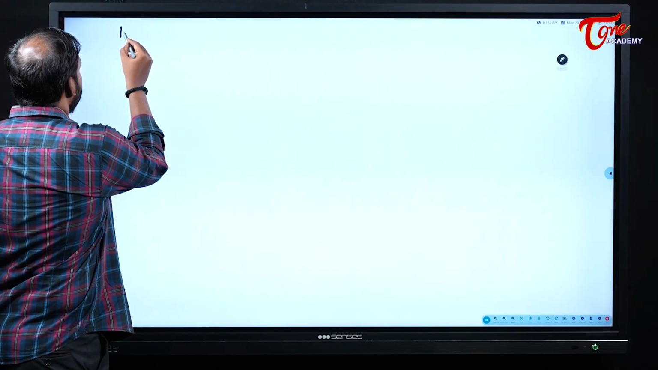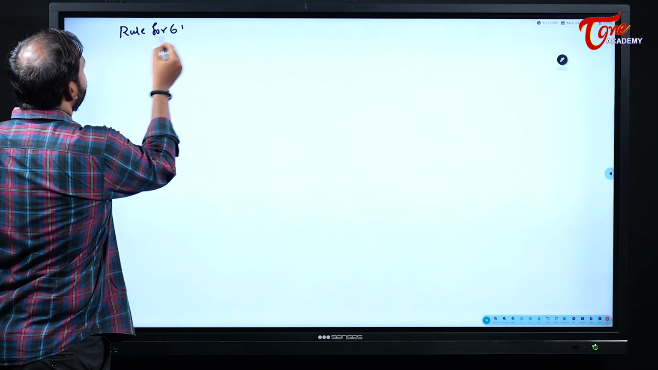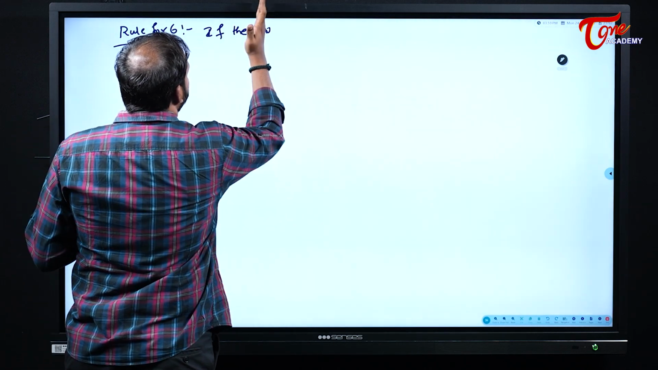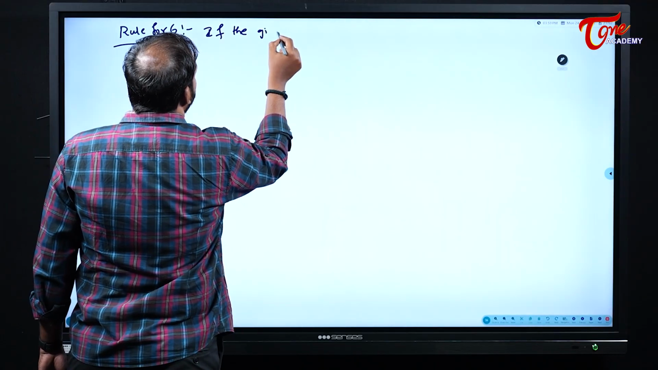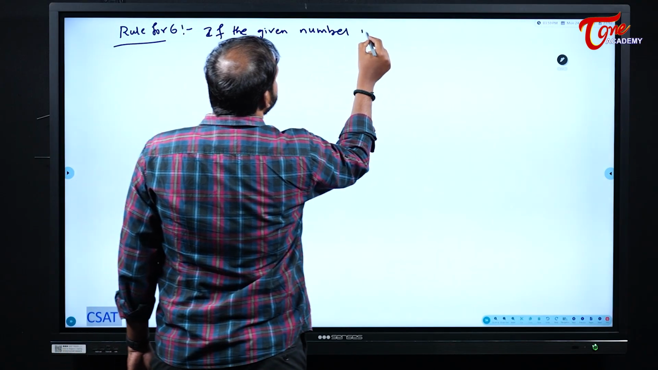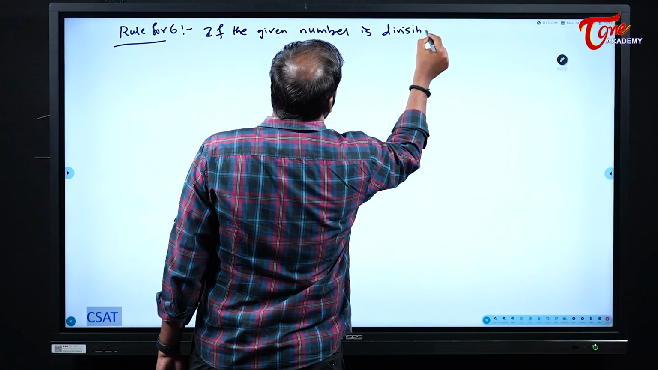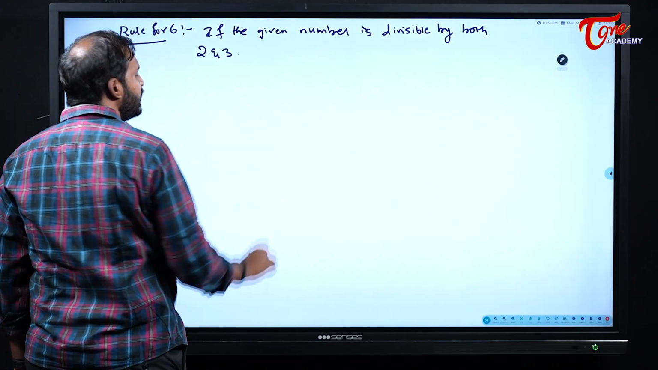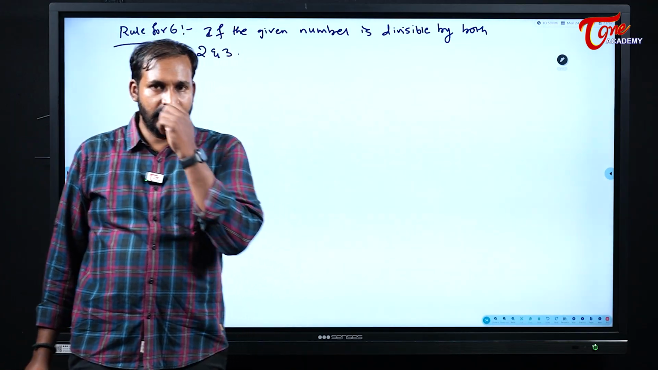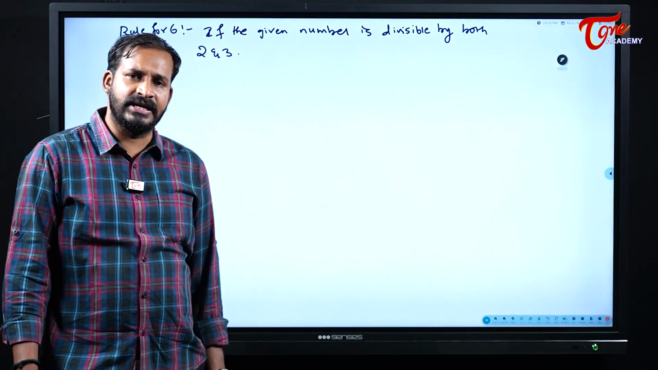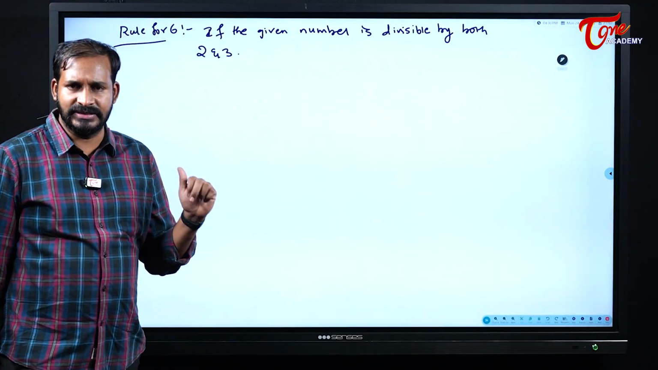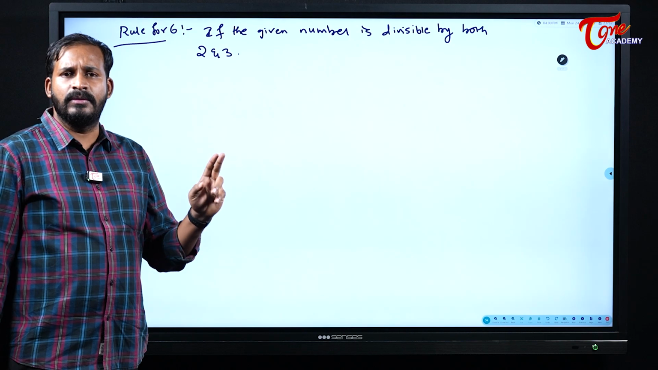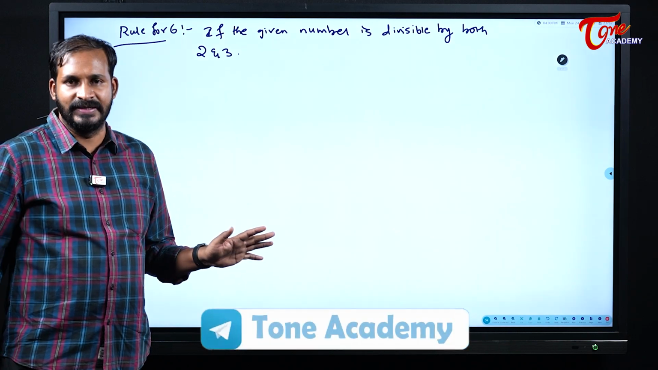Rule for 6. What is the rule for 6? If the given number is divisible by both 2 and 3, then that number is divisible by 6, else it is not divisible by 6. That means definitely it should be divisible by both 2 as well as 3. If it is only divisible by 2 and not divisible by 3, then no, it is not divisible by 6.